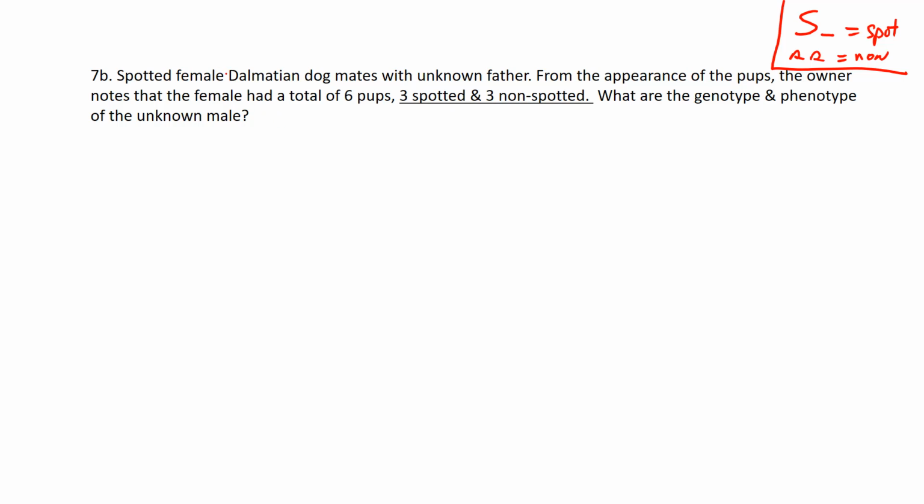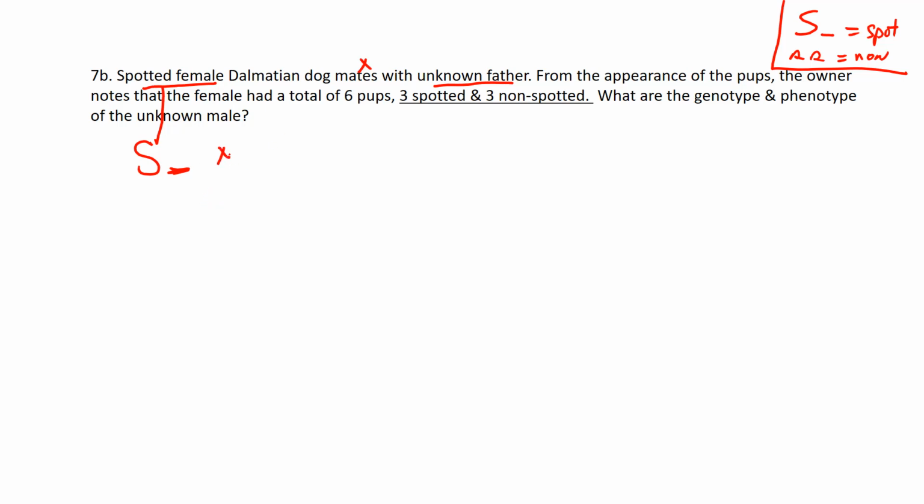Now, next part of the problem-solving steps, underline the parents. So a spotted female Dalmatian mates with an unknown father. Okay, so let's put their genotypes in there. If she's spotted, she must have a capital S. But because they didn't determine in the question whether she's homo or hetero spotted, we just got to put a line to represent we don't know what the genotype is.